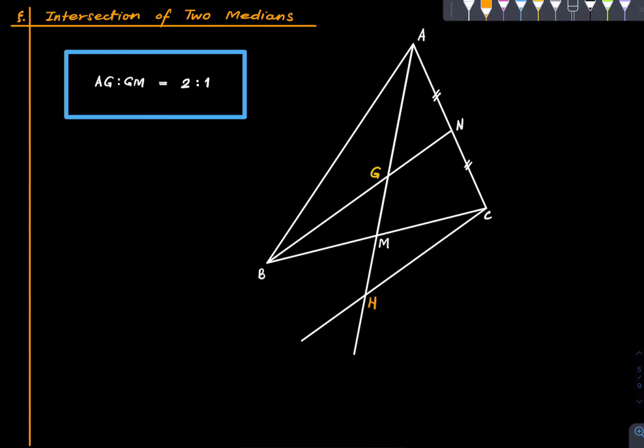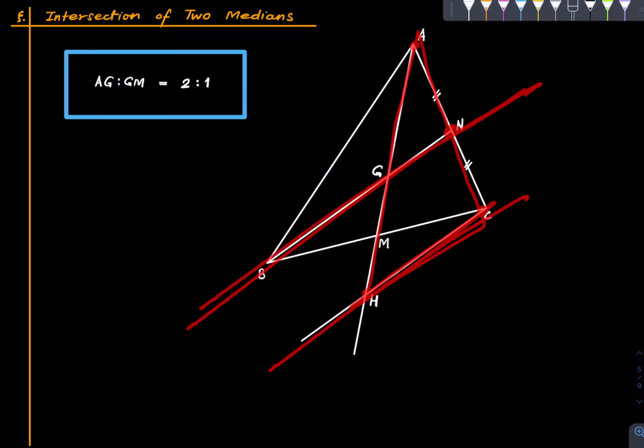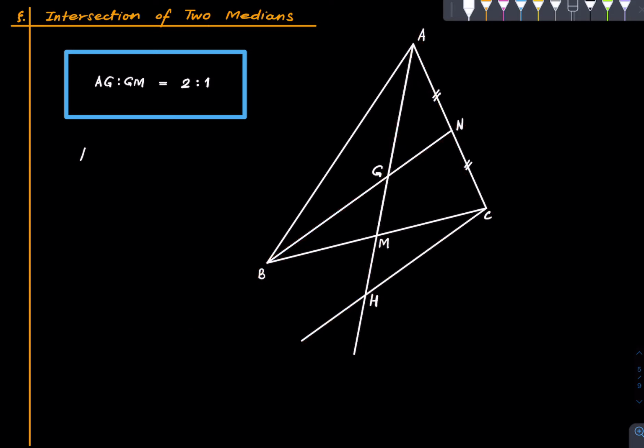Okay, let me just use white color. This is G, this is H. So now just look at the triangle ACH, this triangle. In this triangle, we have N is the midpoint, and this line is parallel to this line. So by the midpoint theorem, G should also be the midpoint of AH. So we deduce that AG is equal to GH.